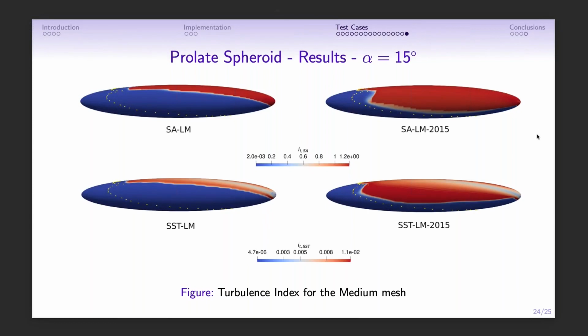This trend remains with the 15 degrees angle of attack, where the cross-flow instabilities are much higher again, and we can see again that the augmented version is orders of magnitude better, especially for this test case.